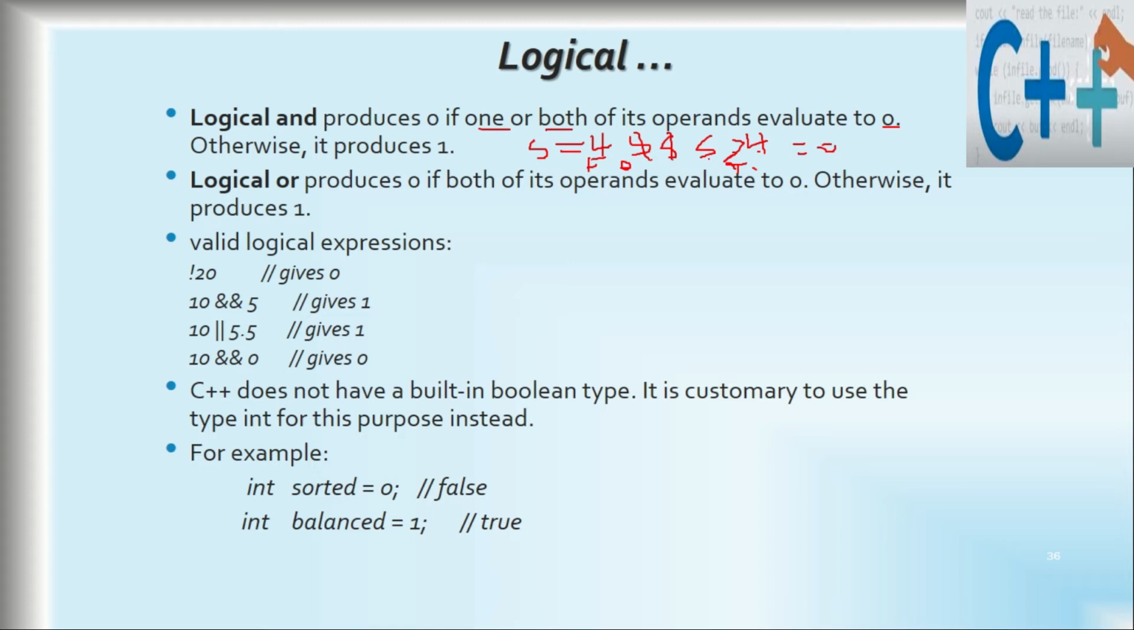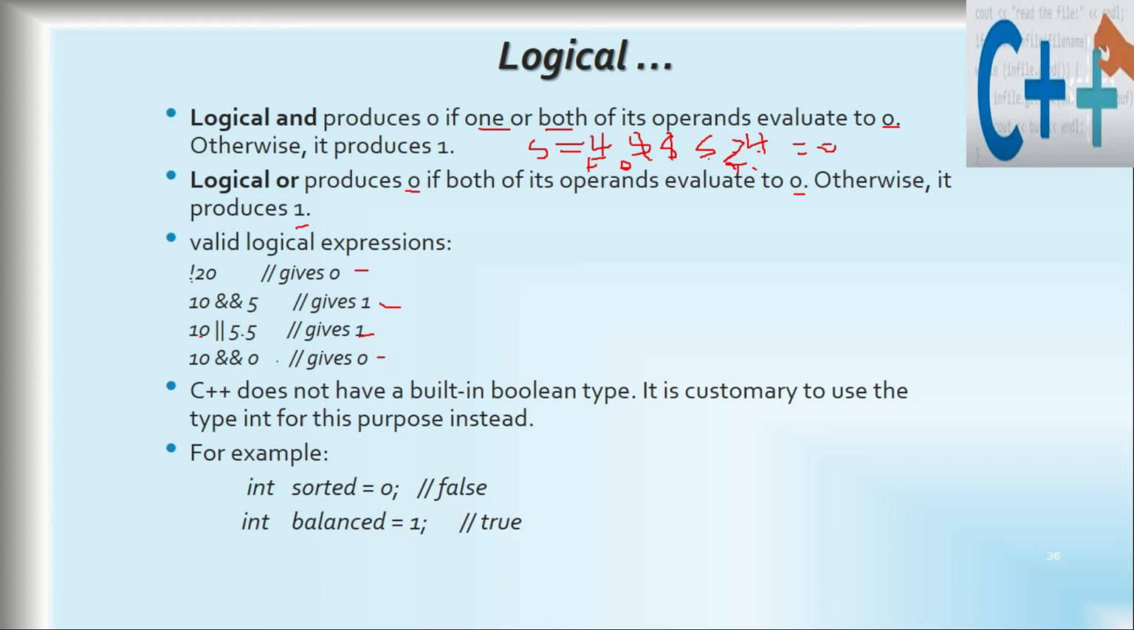Logical OR provides 0 if both of its operands equal 0. If at least one has a nonzero value, it produces 1. Valid logical expressions: not 20 gives 0, 10 and 5 gives 1, 10 and 5.5 gives 1, 10 and 0 gives 0.